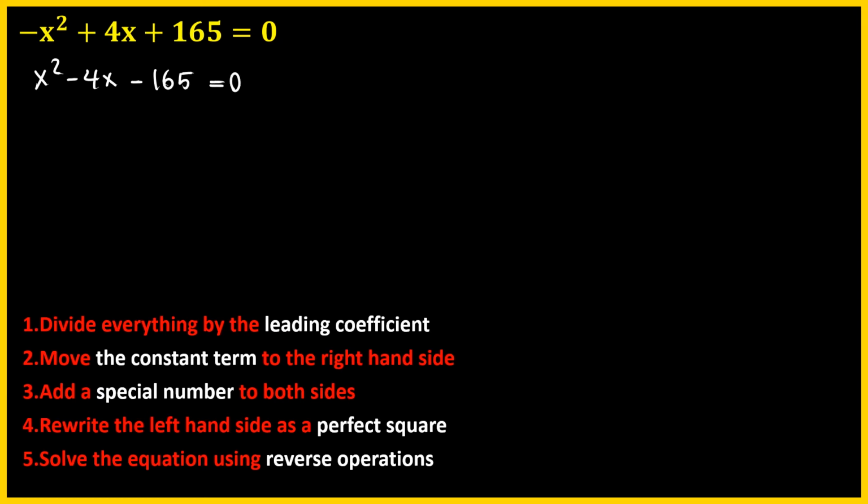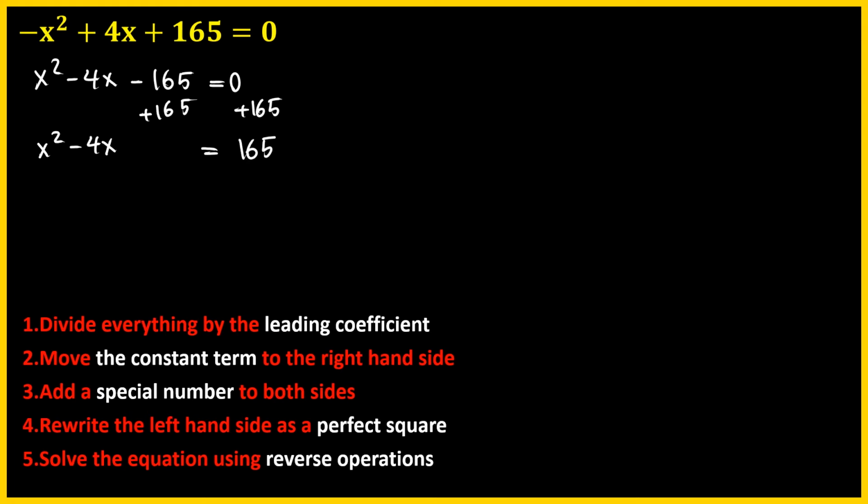Then, in the second step, we need to move the constant term to the right-hand side. In this case, the constant term is negative 165, so we need to add 165 to both sides. So we should get x squared minus 4x equals 165.